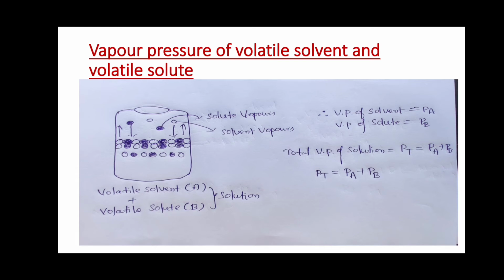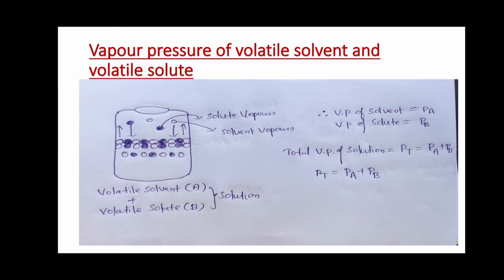It is not pure. The solvent is mixed with the solute, so we cannot consider it as a pure solution. That's why we take the vapor pressure of the solvent as PA and the vapor pressure of the solute as PB. So the total vapor pressure of the solution in the closed container, PT, means P total, is equal to PA plus PB. This is the total vapor pressure of the volatile solvent and volatile solute present in the solution.